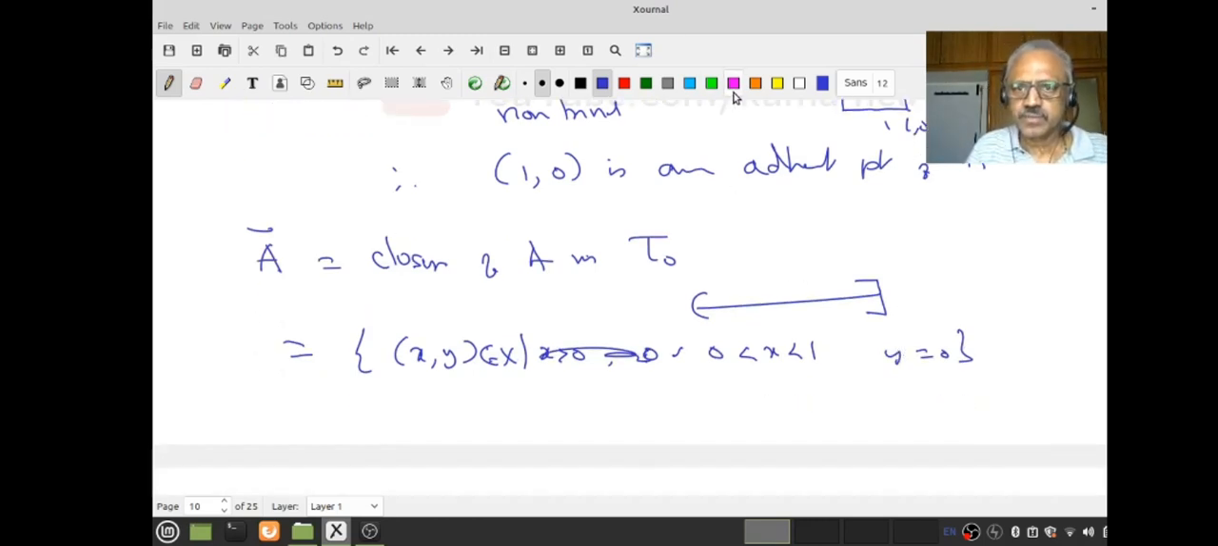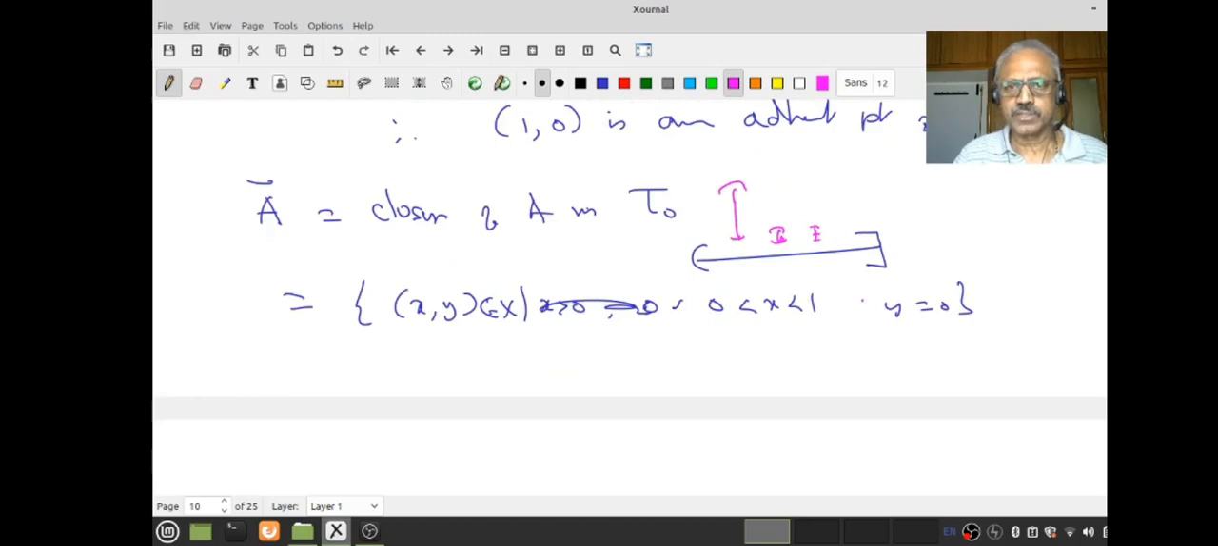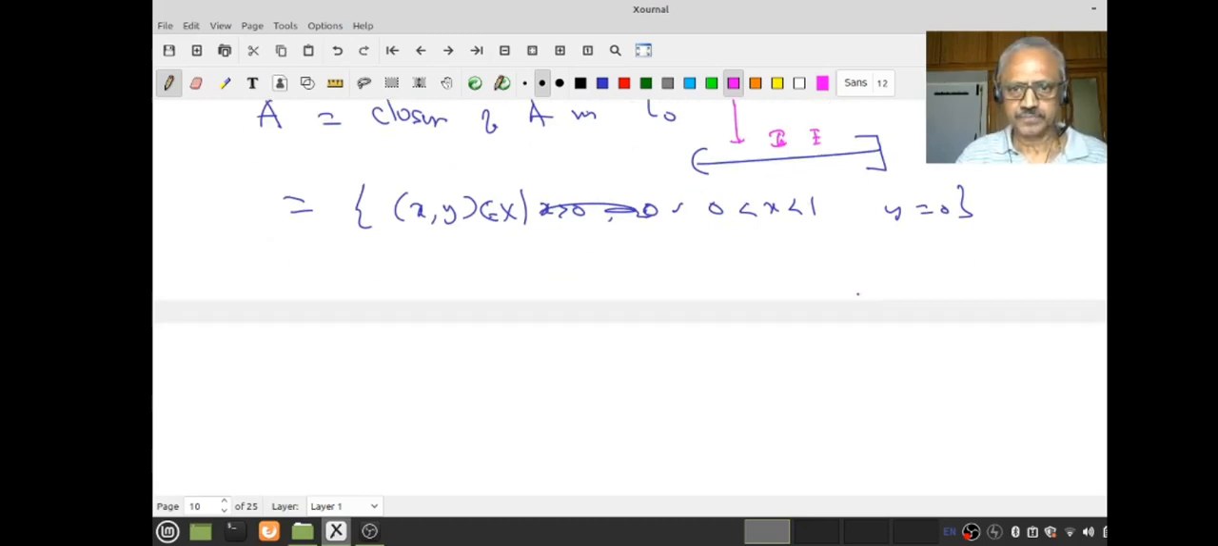If I start with any other point here, I can always draw such a neighborhood that does not intersect. So the only adherent point which is not in A is the point (1,0). And if you know what is meant by a cluster point, that's also a cluster point. Please think. Pause, review, proceed.